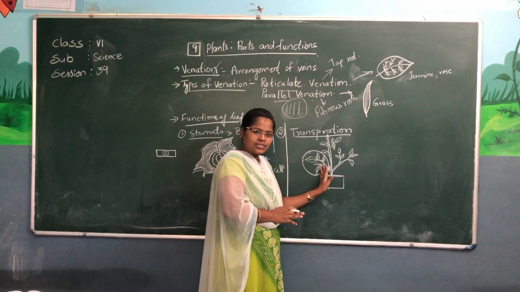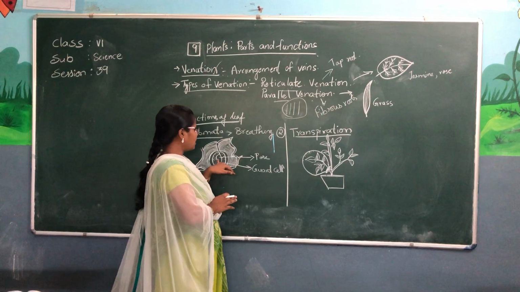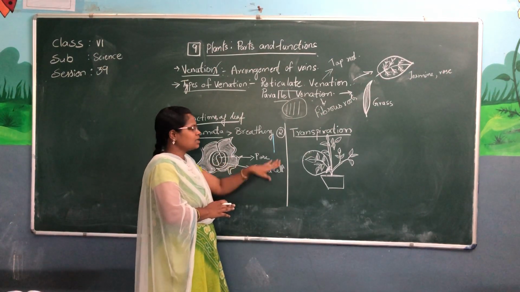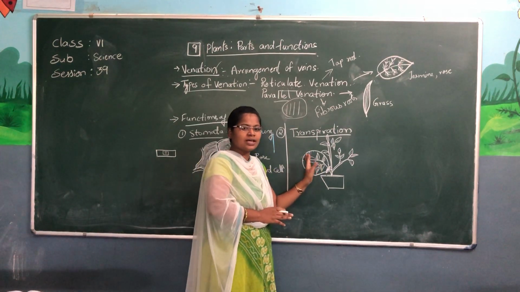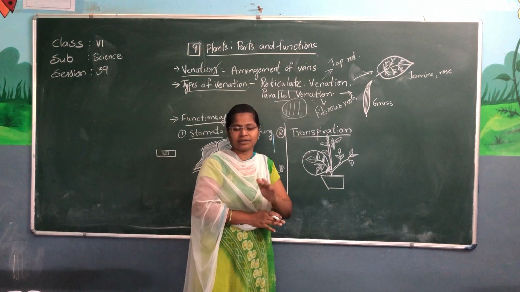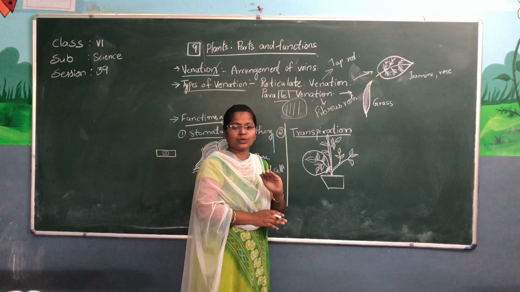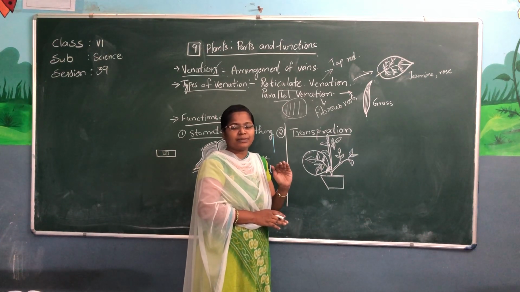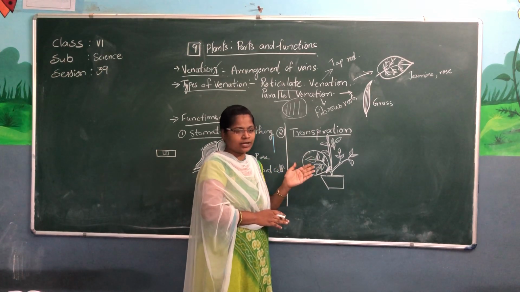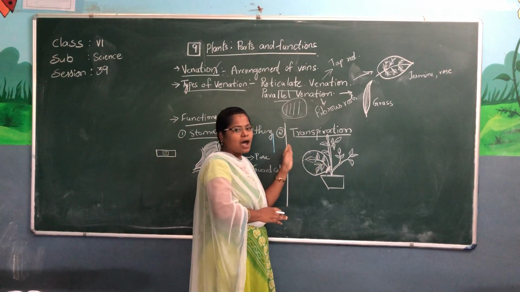Excess water, what will happen? It will come out. Already we said leaves are having small pores or small holes. Through those small holes, the water will come out as vapor. Vapor means the gaseous state of water. In the form of vapor, this water will come out.